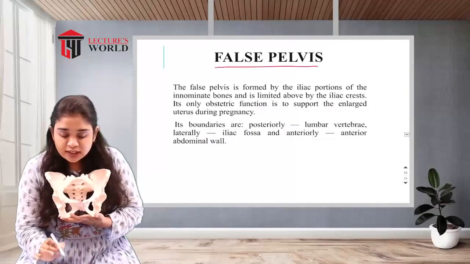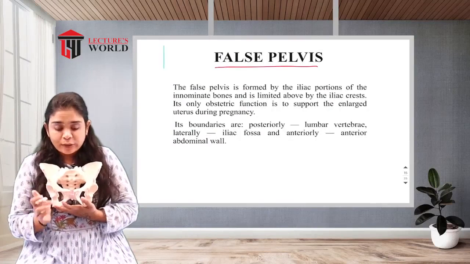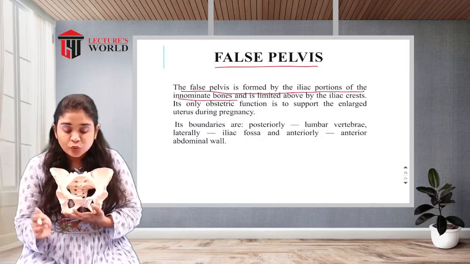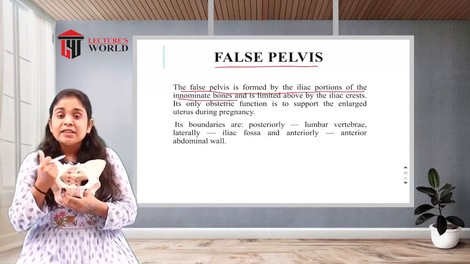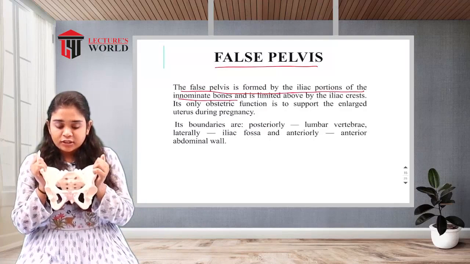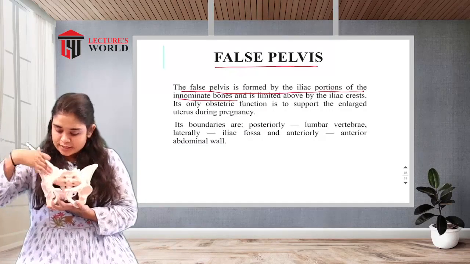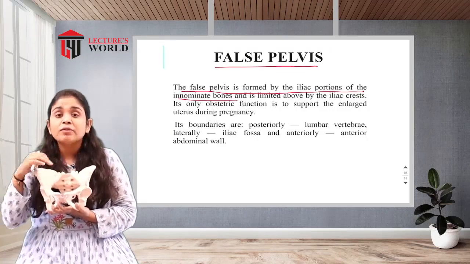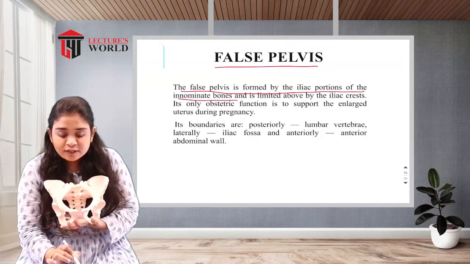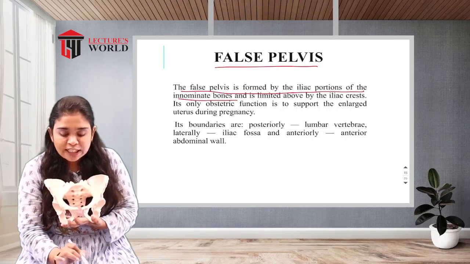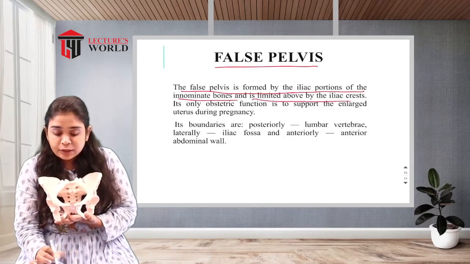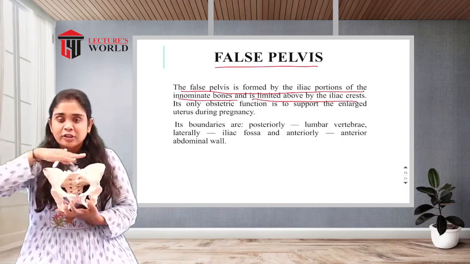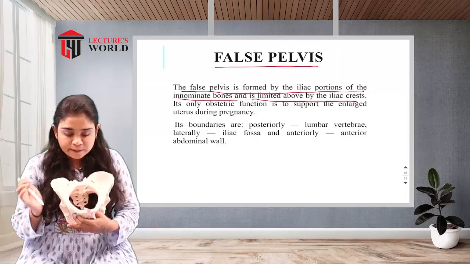Now we'll be talking about the false pelvis. Now what is the false pelvis? The false pelvis is formed by the iliac portion of the innominate bone. Here the ilium bone is there, and the upper part is known as the iliac fossa. They are going to form the false pelvis. It is limited above by the iliac crest. So from here until the iliac crest is known as the false pelvis.